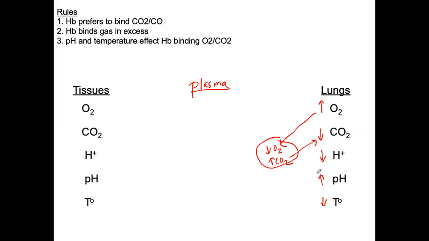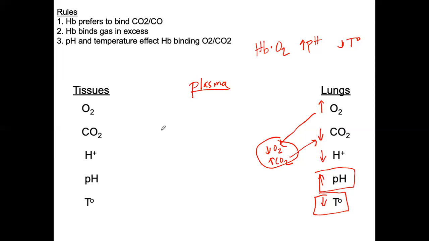But the fact that we have a high pH and the fact that we have a low temperature is going to help oxygen bind. So hemoglobin likes to bind oxygen, right? Hemoglobin likes to bind oxygen when you have a high pH or a low temperature, right? Good.